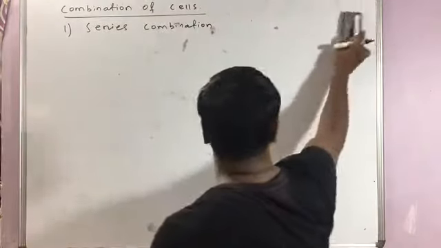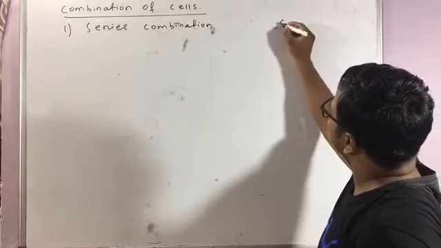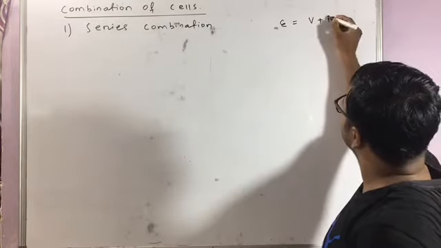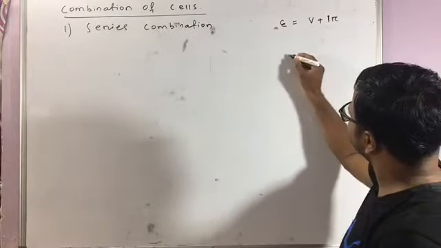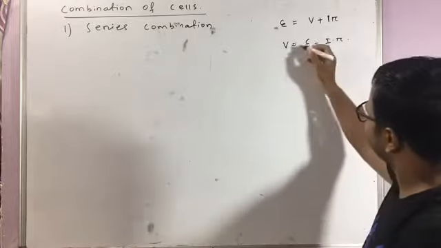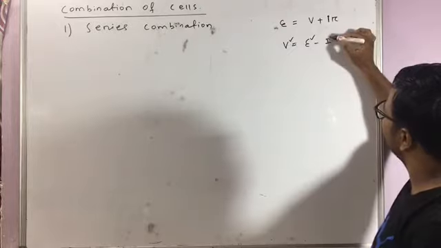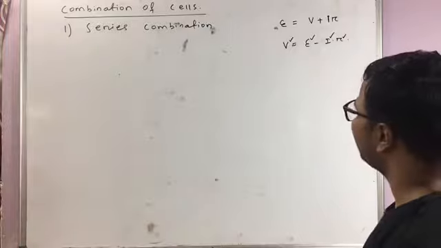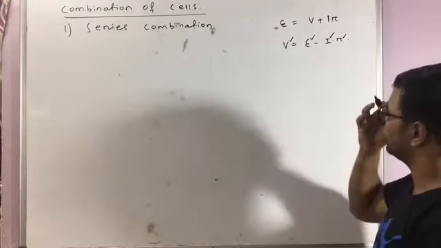Before going into series combination, we need to remember these equations. E is equal to V plus I R. What does it mean? It means V is equal to E minus I R. Here V is your terminal potential difference, E is the EMF of the cell, I is the current flowing through the circuit, R is the internal resistance of the cell that you need to know. V is the terminal potential difference.